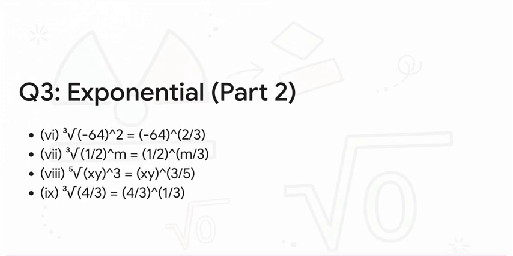Continuing with question 3. Cube root of -64 squared. The index 3 becomes the denominator, so we get -64 to the 2/3. Now, don't let the letters scare you off. For the cube root of 1/2 to the power of m, those variables are really just placeholders. It follows the exact same rule, 1/2 to the power of m over 3. The 5th root of xy cubed becomes xy to the 3/5. And wrapping up this specific section, the cube root of 4/3 simply unlocks as 4/3 to the 1/3.